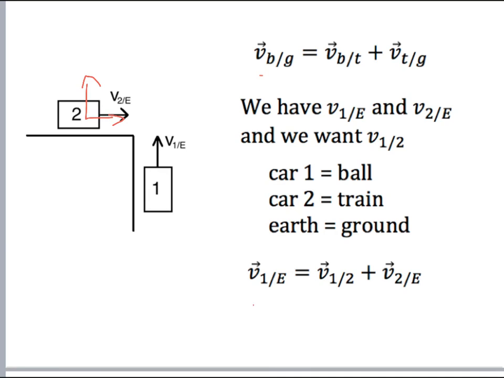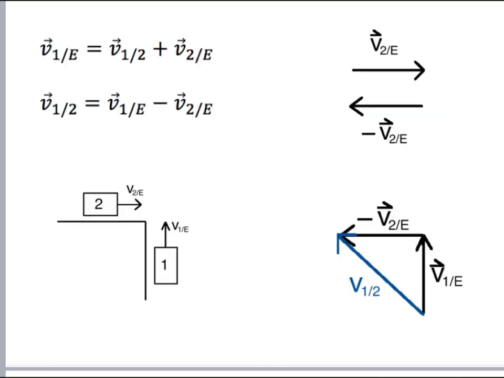That means that car 1 has to be like the ball, and that tells us how to write down the equation. The velocity of car 1 with respect to the Earth is the velocity of car 1 with respect to 2, plus the velocity of car 2 with respect to the Earth. And so that's the equation that tells us how to draw the picture. And keep in mind, we know this V1/E is pointing up, and this V2/E is pointing to the right. So now we just need to do the tail to tip thing, add these as a vector, and that'll tell us how to draw the picture.